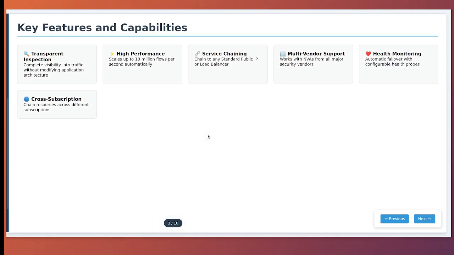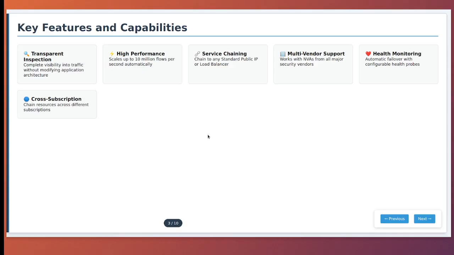Key features and capabilities. Now let's dive into the key features that make Gateway Load Balancer such a powerful tool in your Azure networking arsenal. Each of these features addresses specific challenges that network and security teams face when deploying NVAs at scale.